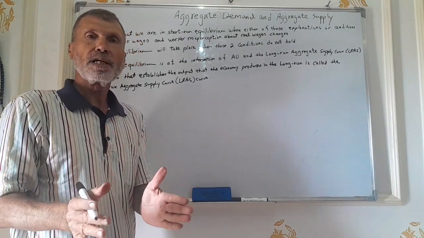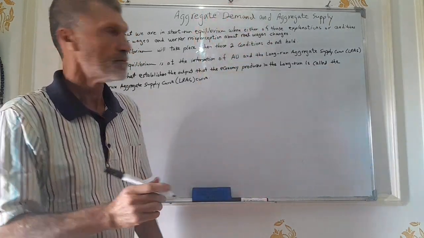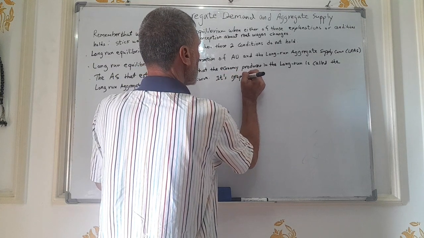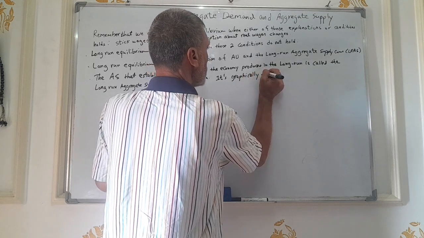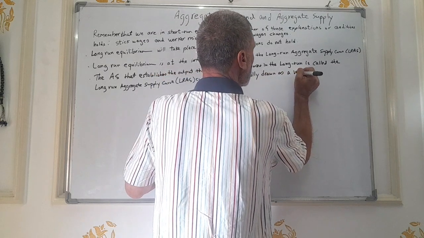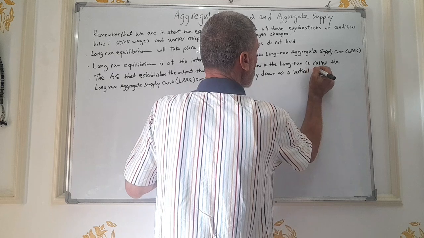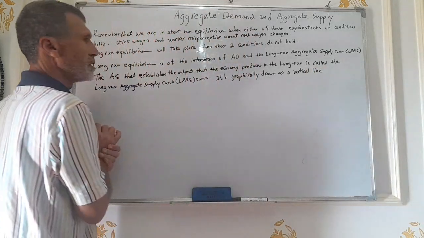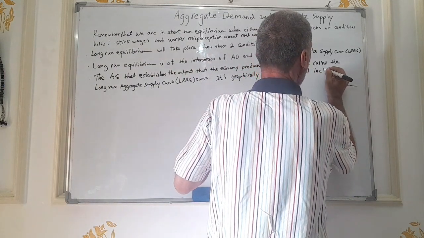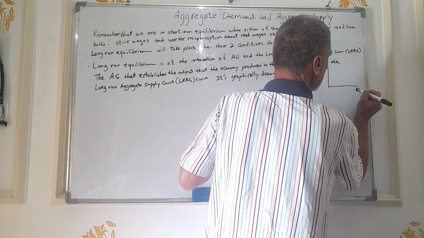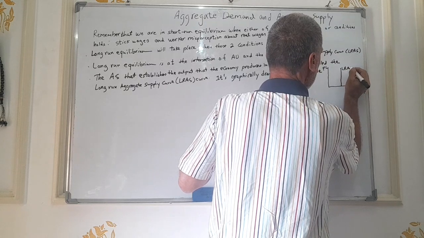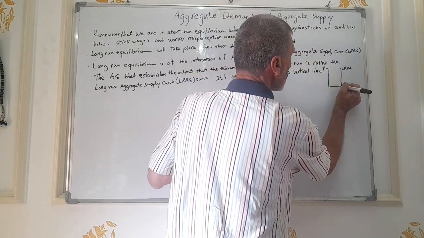It is graphically drawn as a vertical line. Of course, it's a vertical line, just like this. This is price level, this is real GDP, and this is the long-run aggregate supply curve. As you can see, long-run aggregate supply.